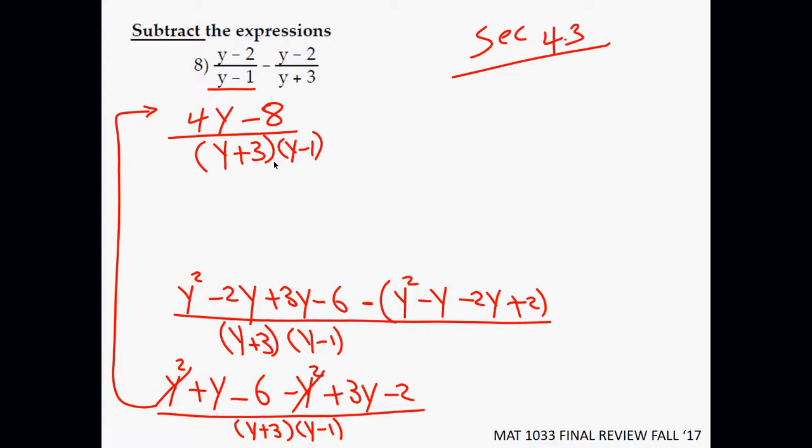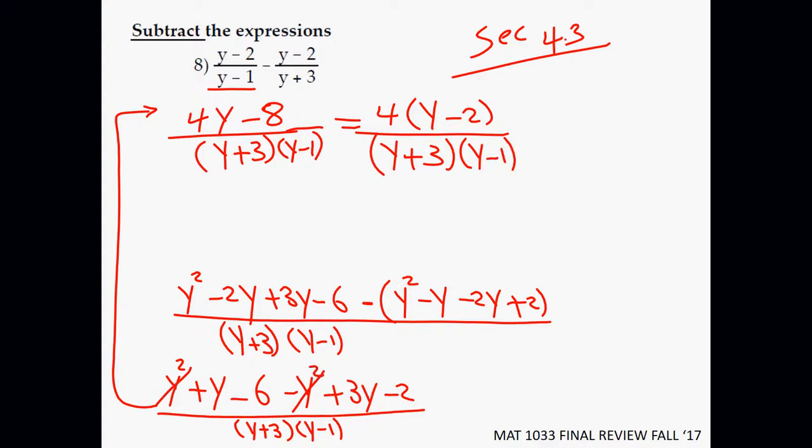You can keep it like this, or you notice there's a 4 as the common factor in the numerator, so we can take it outside and it gives 4 times y minus 2 over y plus 3 times y minus 1. And that will be part A.